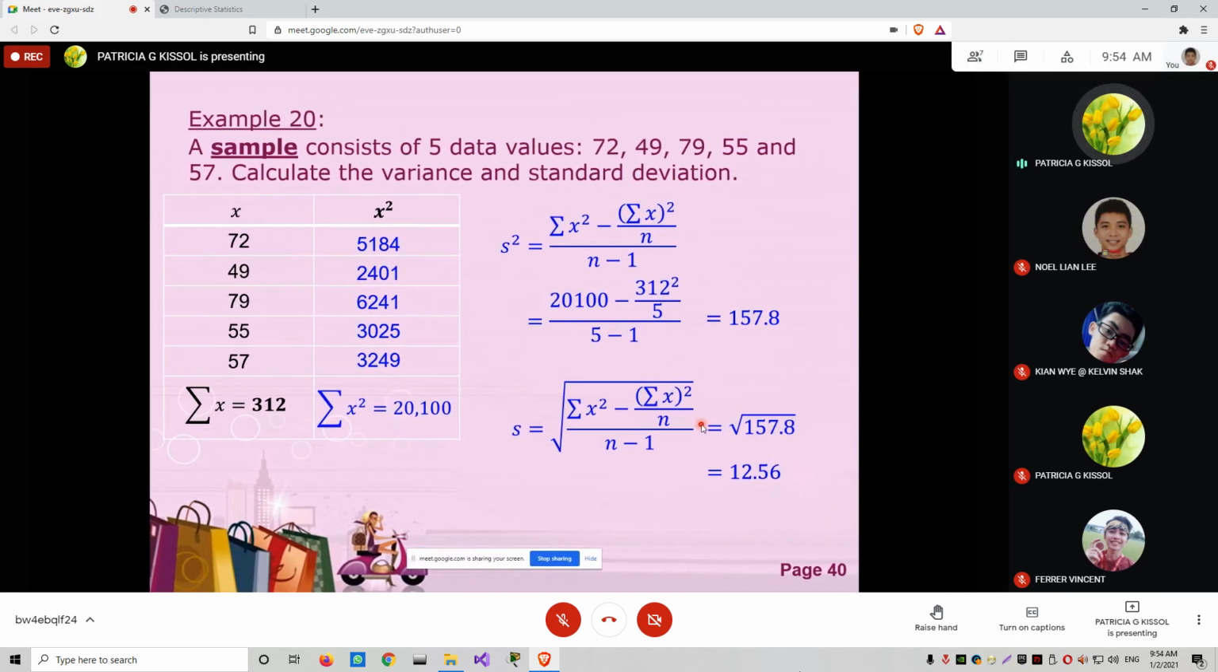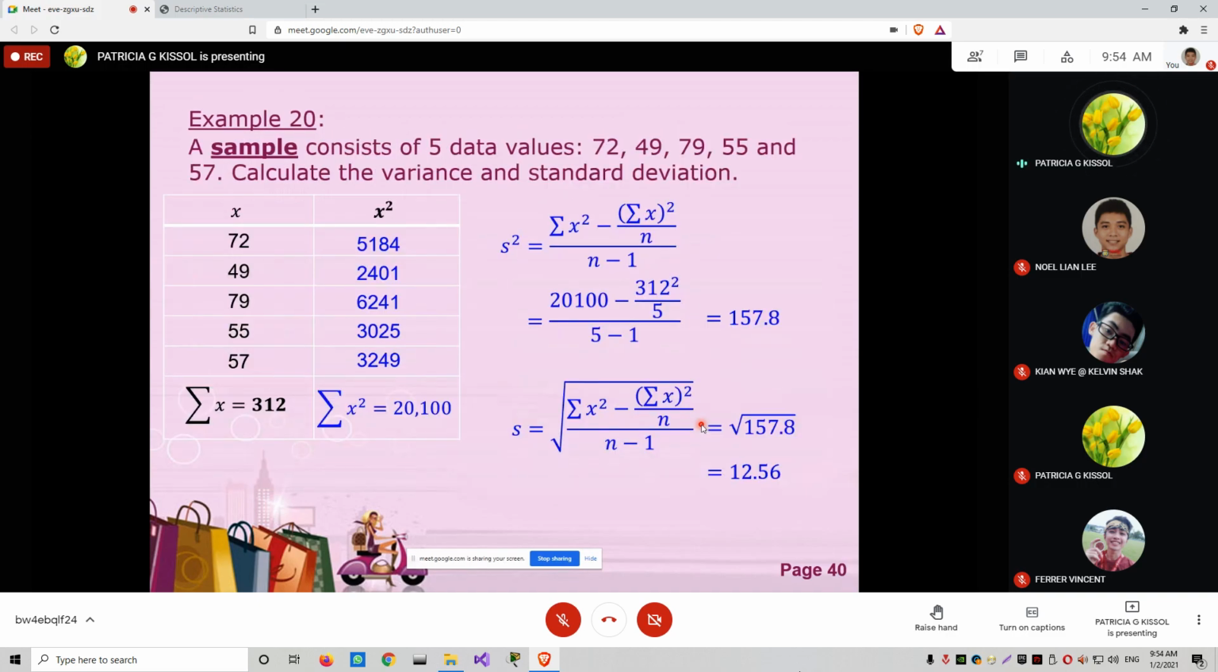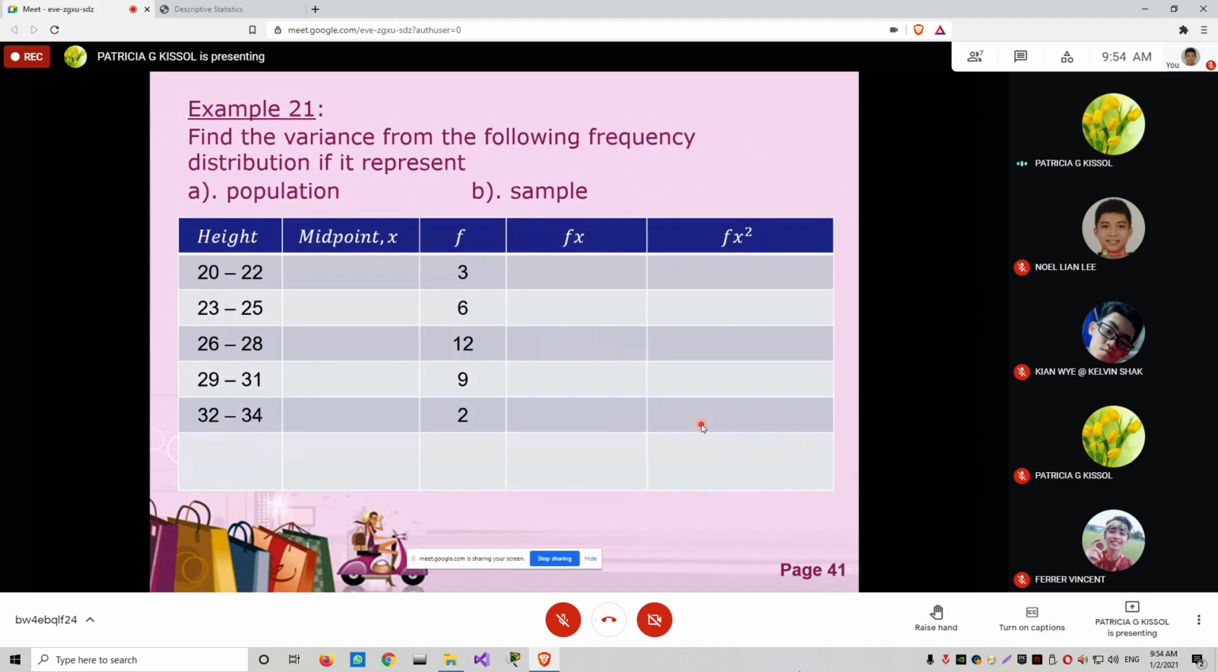Right. So good. Now the next one we're going to do is to find the variance for a frequency distribution if it represents population and sample. This is because I want you to know the difference between the formula for population and sample. If you look at this example, it is grouped data, because you see 20 to 22, 23 to 25, it's considered grouped. So in order to do this, we have to find all this information.